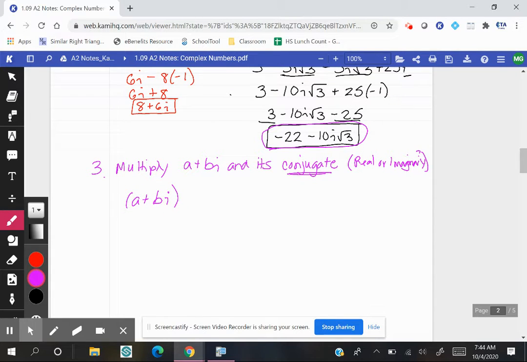So remember, your conjugate means you take the same exact number, so the a and the bi, except the sign in the middle switches. Doesn't matter what the first sign is, that stays the same. It's just the sign in the middle. A minus bi.